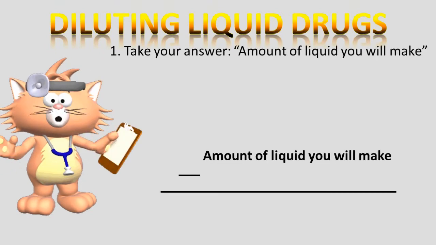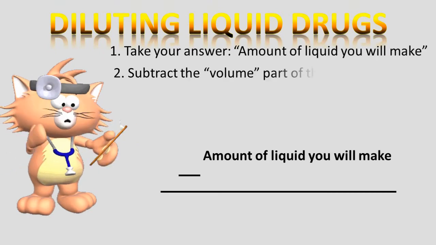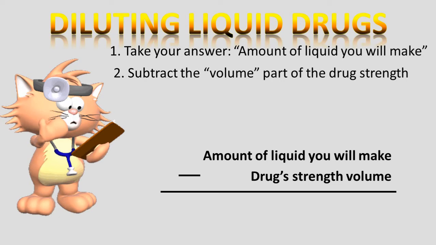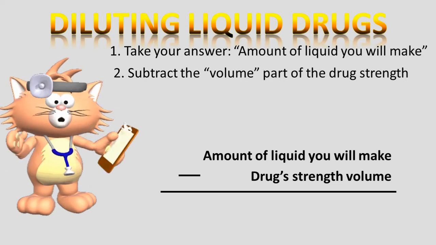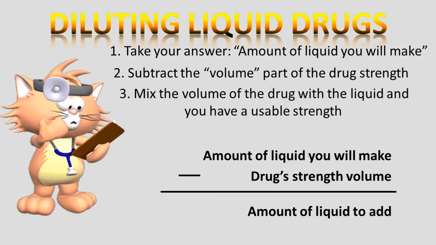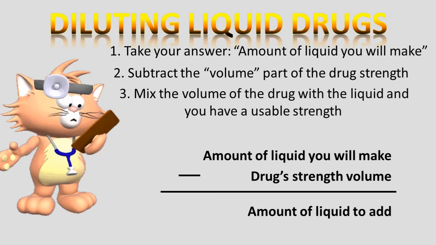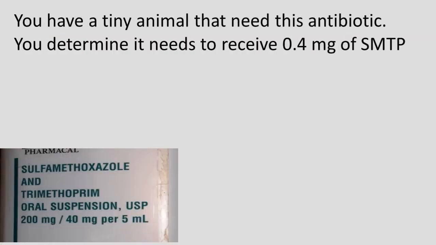Now take that answer from the last problem and subtract from it that drug volume number I told you to keep in mind. This is the amount on the label after the word per. What you have left is how much liquid you will add to the volume amount. For instance, you have a tiny creature and it needs to get 0.4 milligram of sulfatrimethoprim. You calculate it according to the label and you discover the amount you need to measure out is less than 1/100th of a cc. That's way too small to measure.